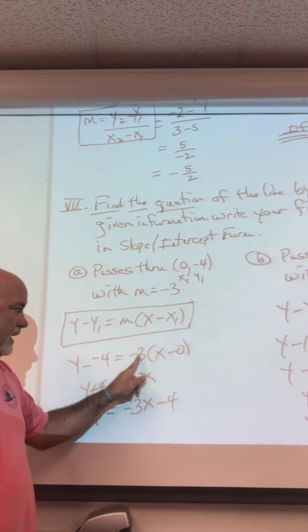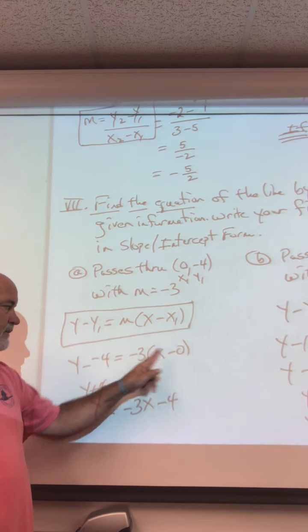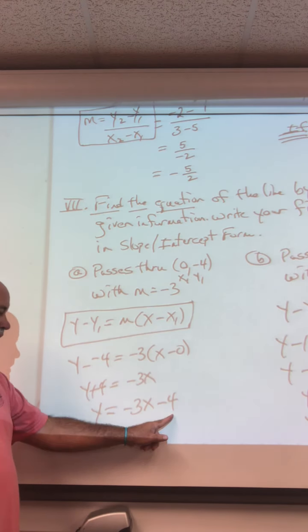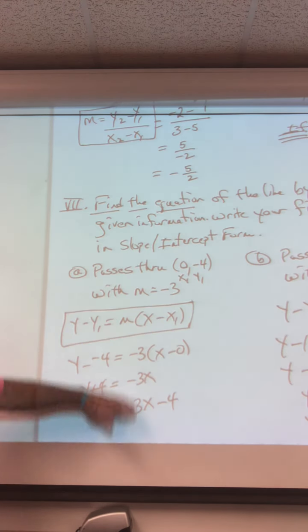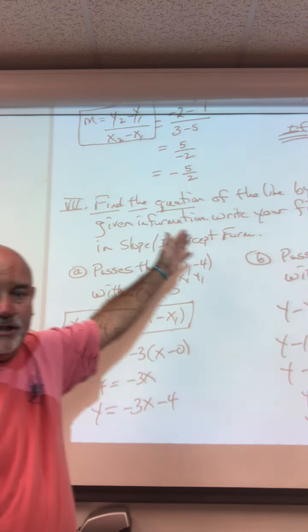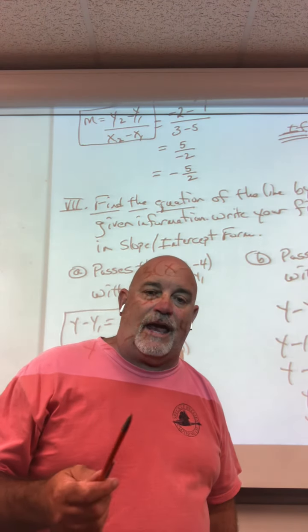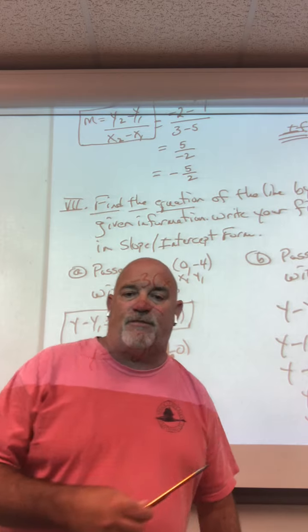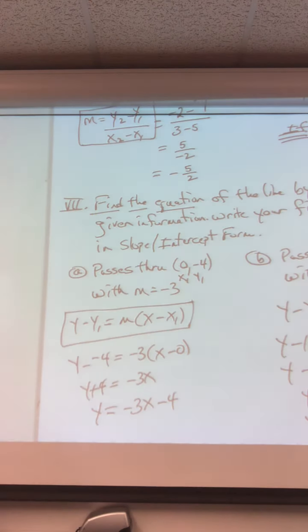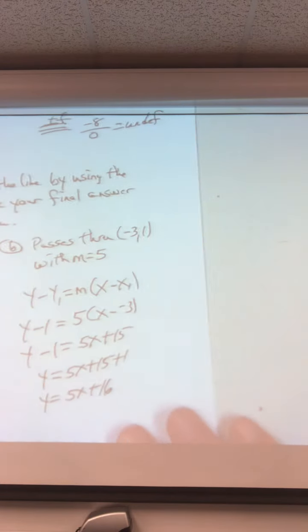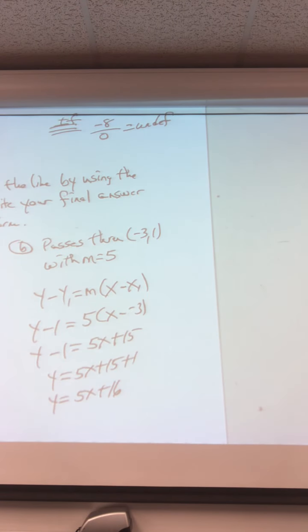Distribute. Negative 3 times x is negative 3x. Negative 3 times 0 is 0. And then move the 4 over. Now, why did I do that? Because the instruction said, write the final answer in slope-intercept form. So in every one of these, I will solve it for y. Okay, this next one, not going to labor long here either.